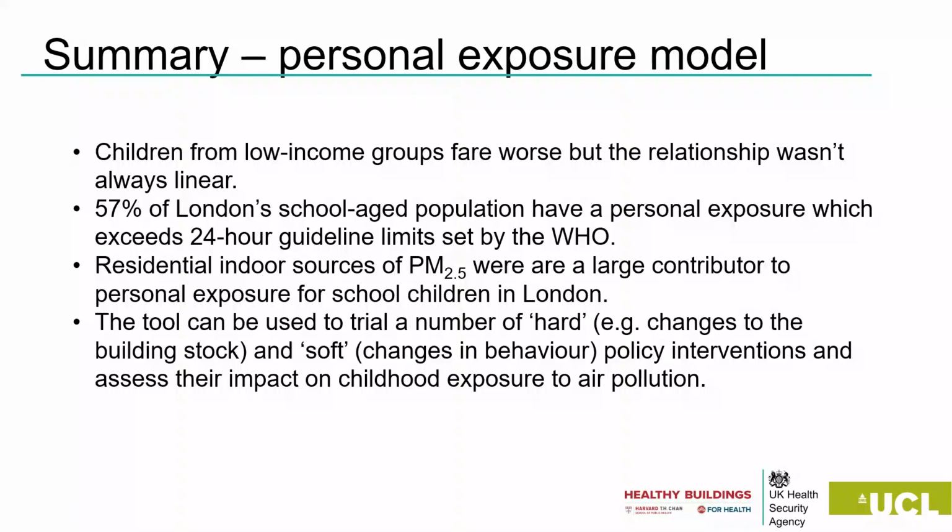So to summarize that model, children from the lower income groups fared worse, but the relationship wasn't always linear. And 57% had a personal exposure model which exceeded the 24-hour guideline limit set by the WHO. We found that residential indoor sources of PM2.5 were a large contributor to personal exposure for school children in London.